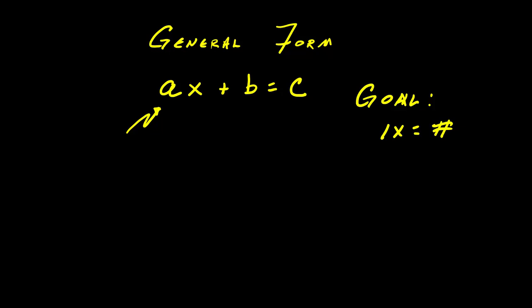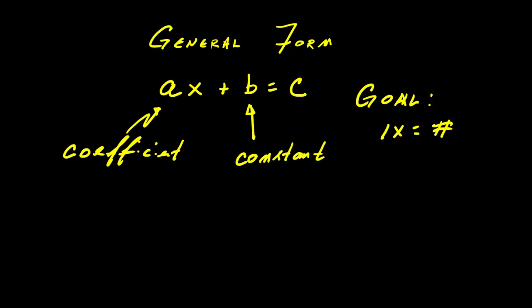In this equation, the letter A is called the coefficient. B is called a constant. And x is called the unknown value. And our goal is to make the unknown value known.